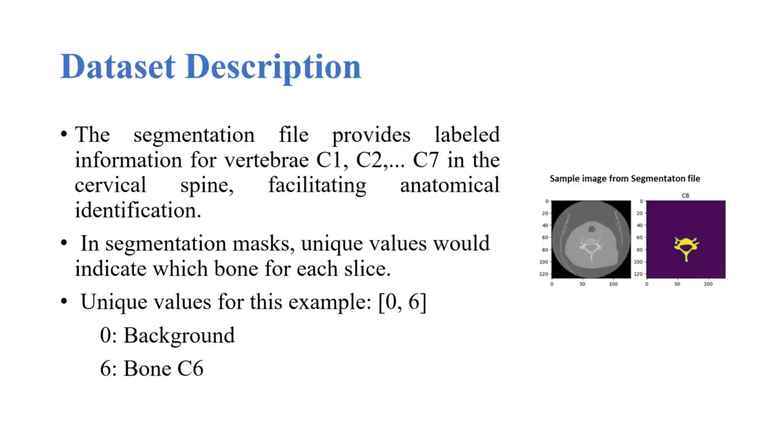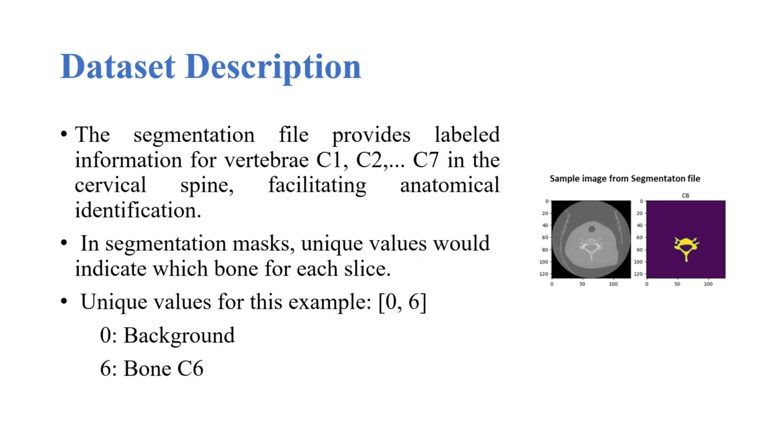So, next, dataset description. Now let's get into the specifics of our dataset. With a focus on the dataset description, the segmentation file within our dataset proves instrumental, providing label information for each vertebra in the cervical spine, from C1, C2, C3 through C7. This segmentation allows for the precise anatomical identification of each vertebra.